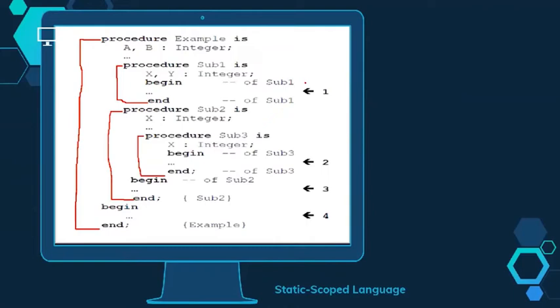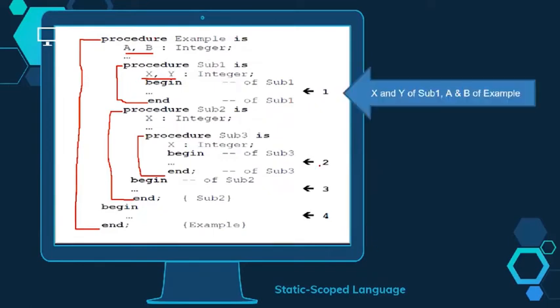Now let's look at the first part, which is this sub 1. As you can see, x and y are the local variables of sub 1, so we add them to the referencing environment. Now, going outside of sub 1 is the function example, and the function example has a and b as its variables. So sub 1 could access x and y, and it could access a and b from the example.